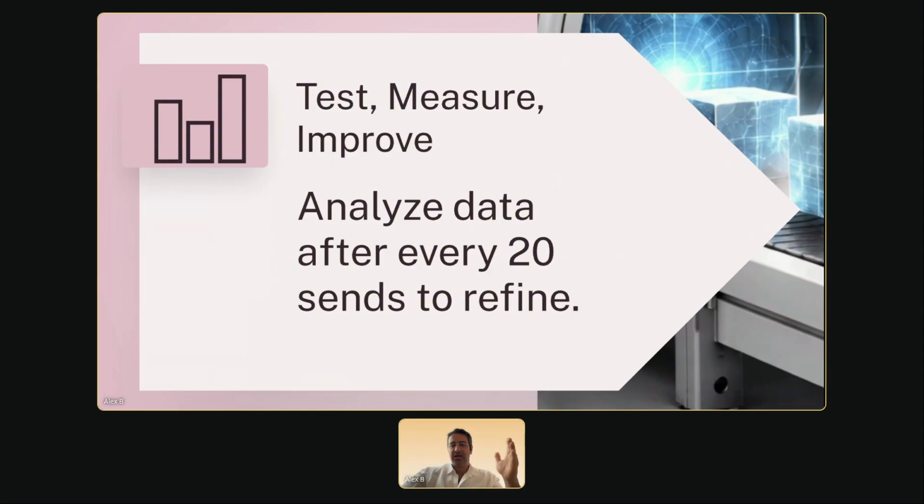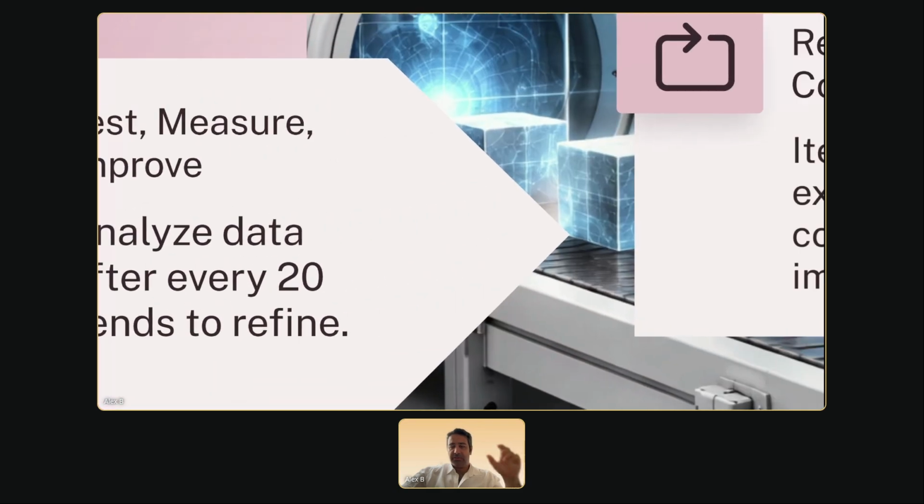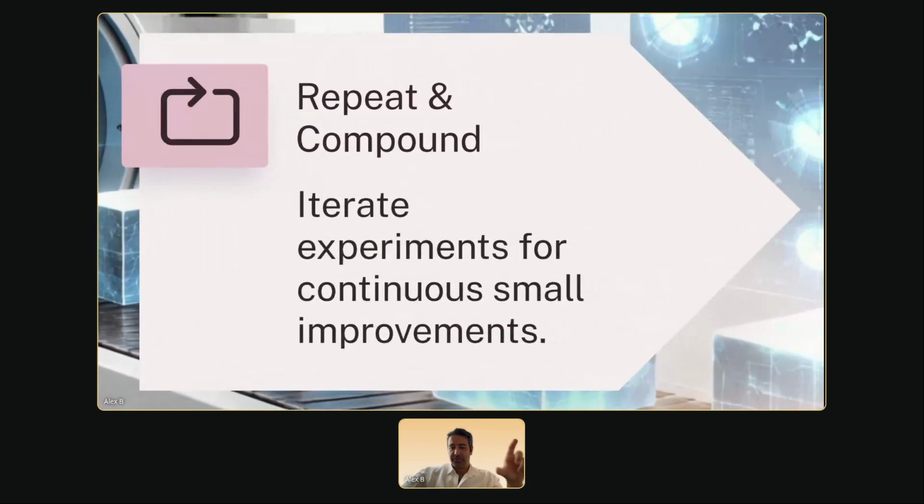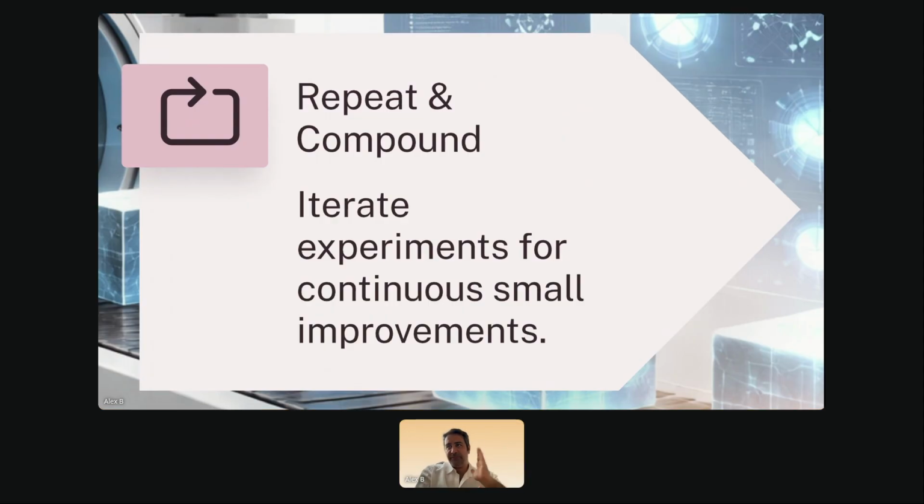Okay, so analyze data after every 20 sends, and then repeat and compound, because you have to iterate this experiment for continuous small improvement. If you don't iterate, you don't get anywhere. And a lot of people start on the free community, they get excited, they do the things, but they stop. And that's what we solve. The stopping. The information is not the problem, the execution is the problem.